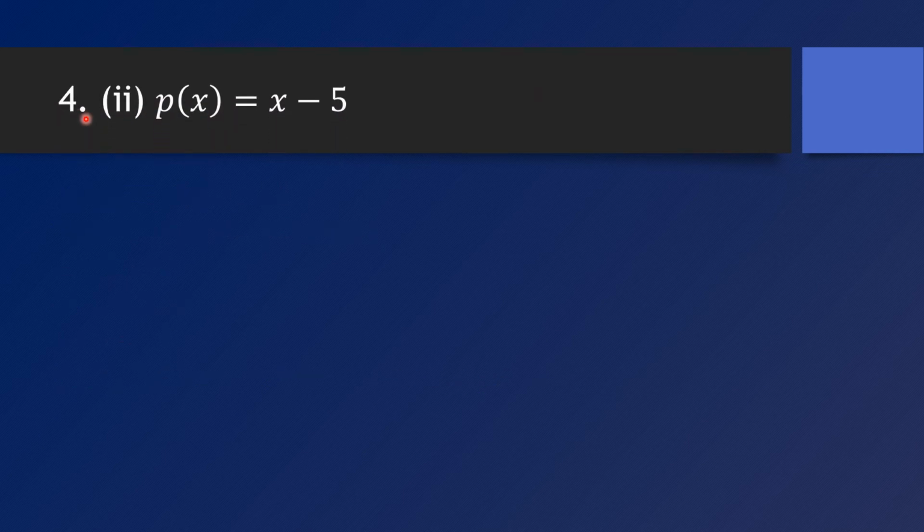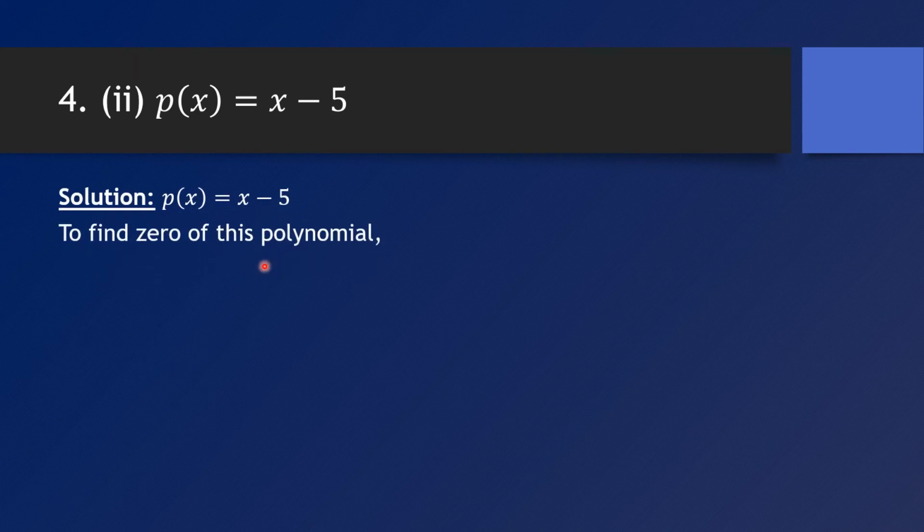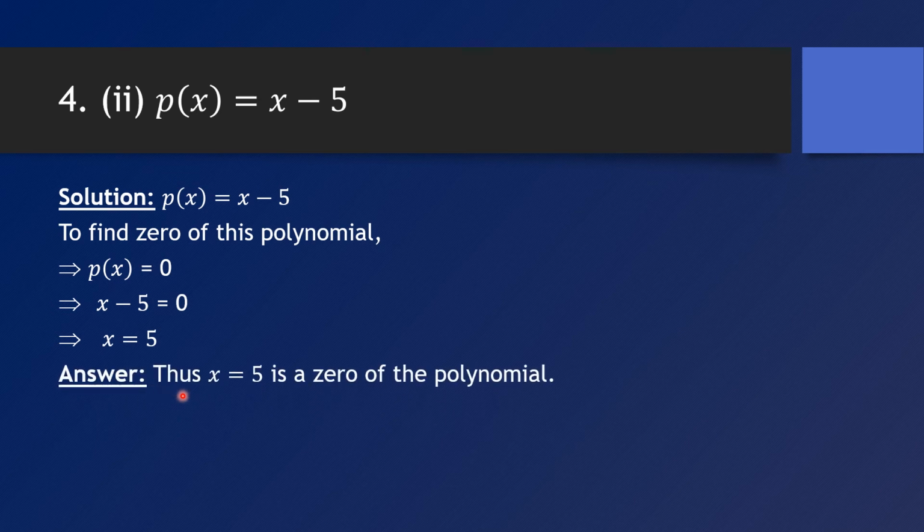Part 2 of the 4th question is p of x is equal to x minus 5, and in this case also we need to find the 0. So p of x is equal to x minus 5 has to be put equal to 0. When I put this polynomial equal to 0, I'll be easily able to find the value of the 0. So x minus 5 is equal to 0. Again, on transposing this minus 5 to RHS, we will get x is equal to 5. So x is equal to 5 is a 0 of the given polynomial.